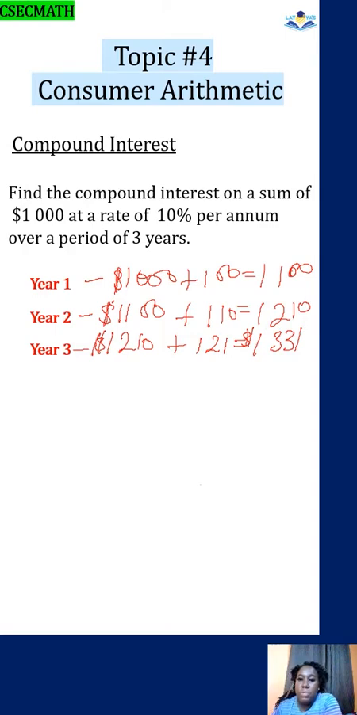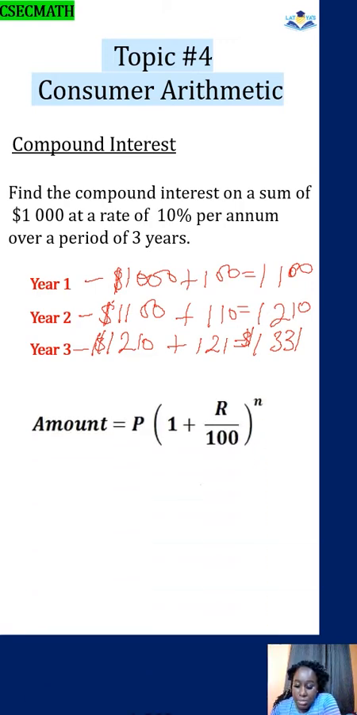Now, if we use the formula, it's good to learn this formula because you're going to use the same formula when you're doing questions on appreciation and a similar formula for when you're doing depreciation questions. Now, this is the formula. We're going to answer the same question using the formula.